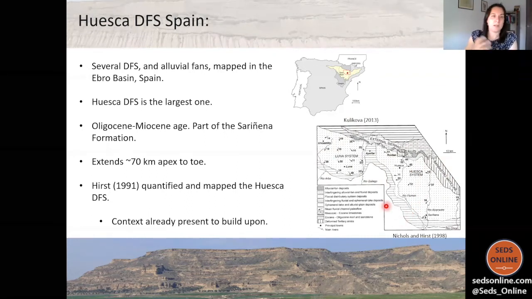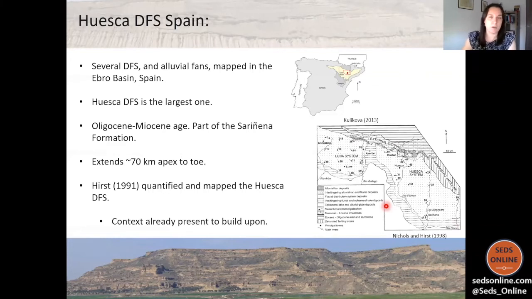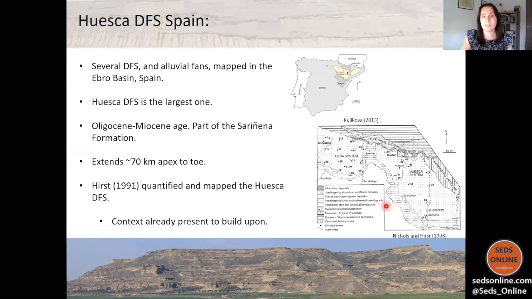Now, the deposits are Oligocene and Miocene in age, and they're part of the Sariñena formation. And the size of the system is about 70 kilometers apex to toe, so it's a pretty sizable system. And Philip Hurst, for his PhD work, did a fantastic job of quantifying and mapping out the Huesca DFS, which really accelerated our understanding of these deposits.